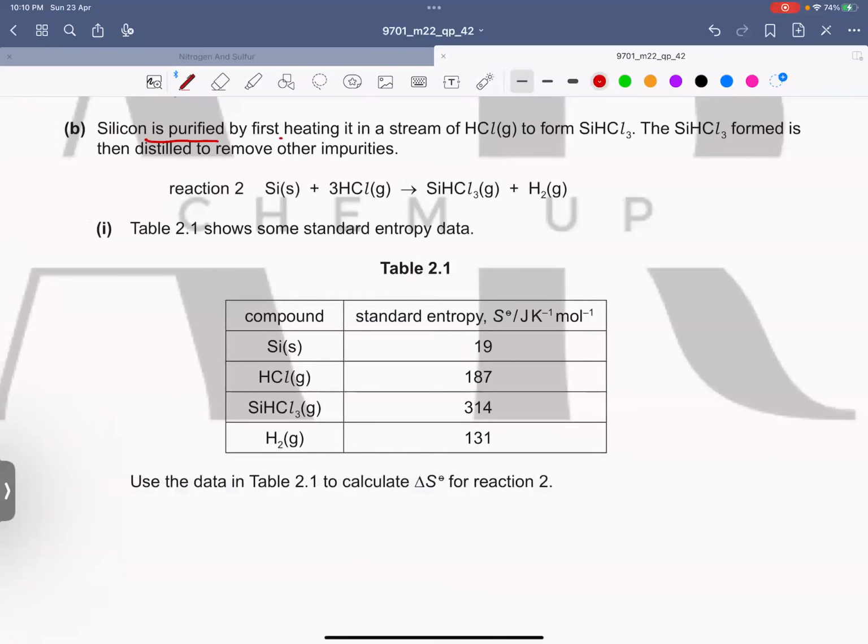Silicon is purified by first heating it in a stream of HCl to form SiHCl3. The SiHCl3 formed is then distilled to remove the other impurities. Here we have the equation. Table 2.1 shows some standard entropy data. Use the data in 2.1 to calculate the entropy for reaction 2. Okay, here we have reaction 2.